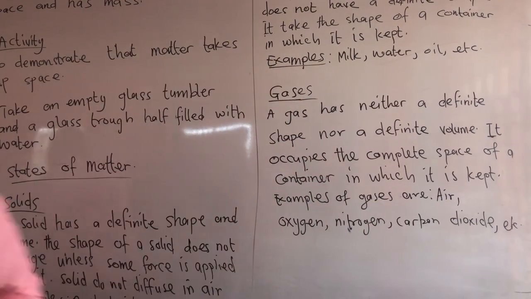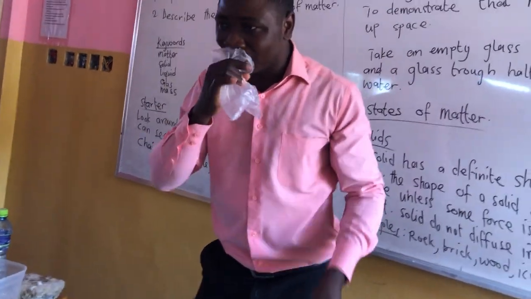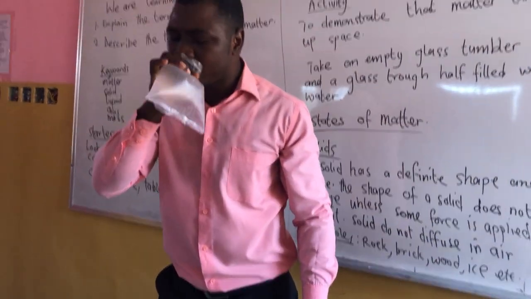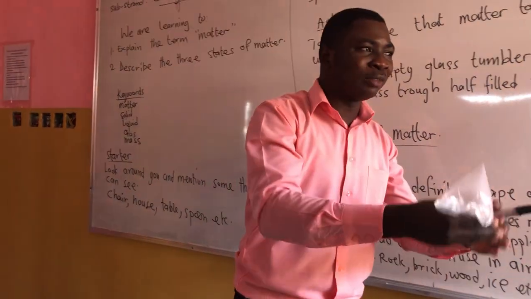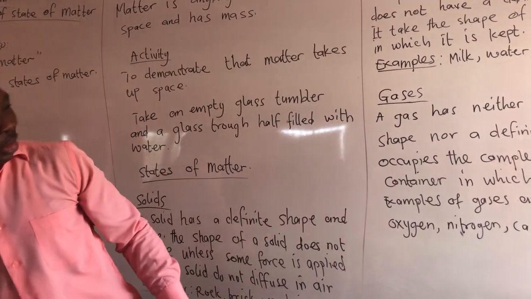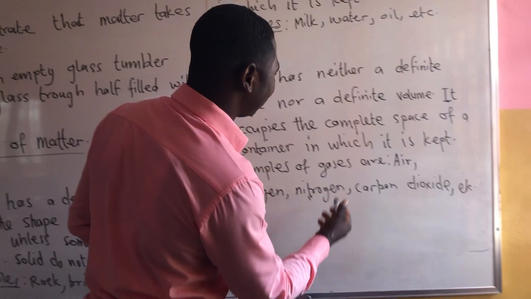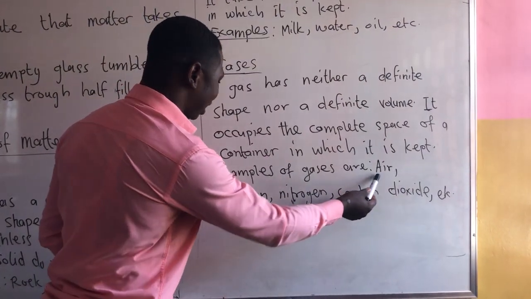As I said, each container has its shape. When you get a balloon and blow some air into it, you see that it will be filled. So the container that you have the air in will take that shape. Some examples of gases are air.